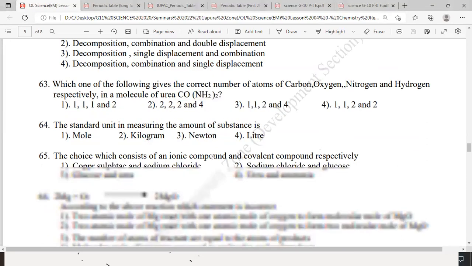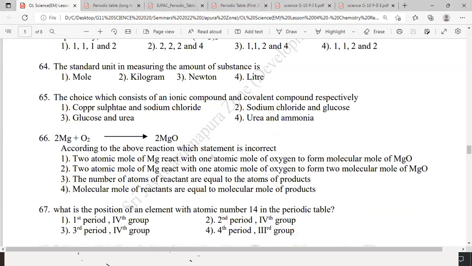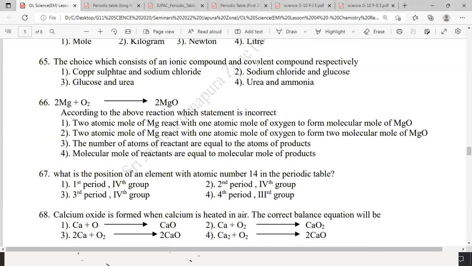Question number 65. Ionic and covalent compound respectively. First you should get ionic, then you should get covalent. Any volunteers? Who can give me the answer for question number 65? Lenny? Second one. Very good. Sodium chloride is ionic and glucose is covalent. The answer is second. Why can't we take the first answer?